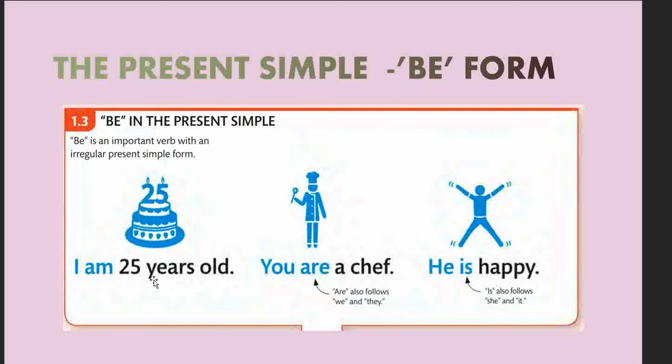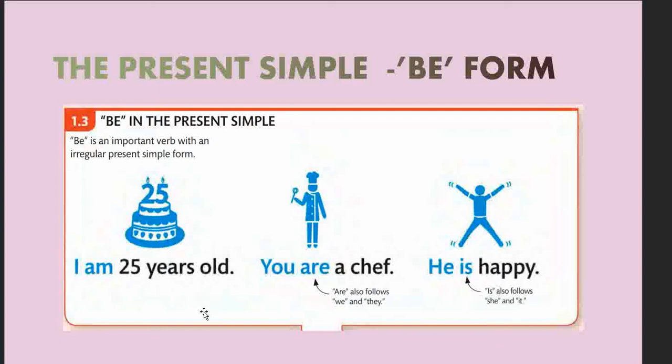I am 25 years old. Am is the be form. You are a chef. Are also follows we and they. So that means you are, we are, they are. He is happy. Is also used with she and it. Now this grouping of the pronoun we have understood so far. He, she, and it will take is, and you, we, and they will take are.